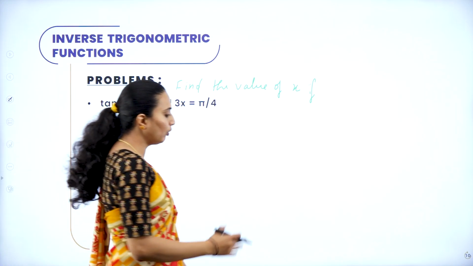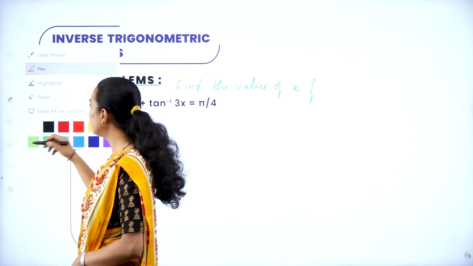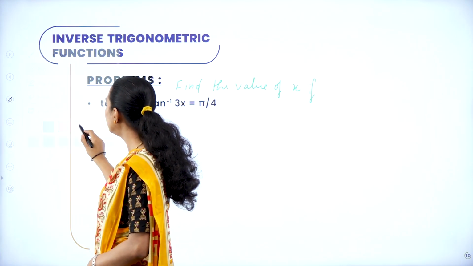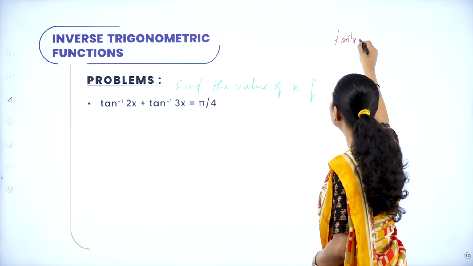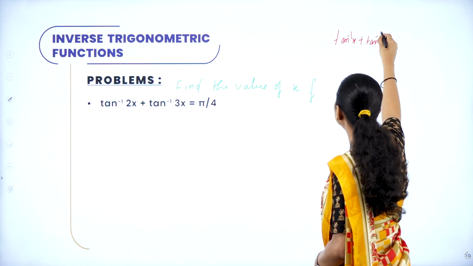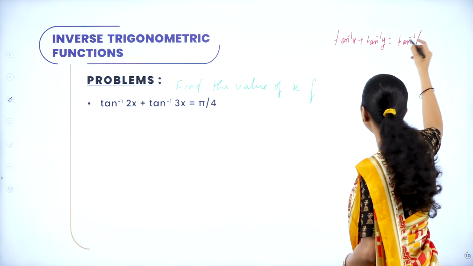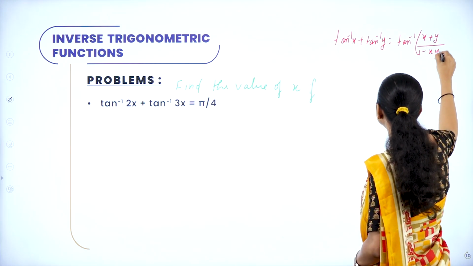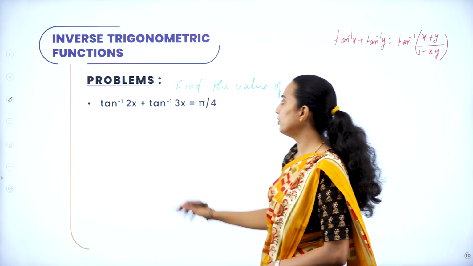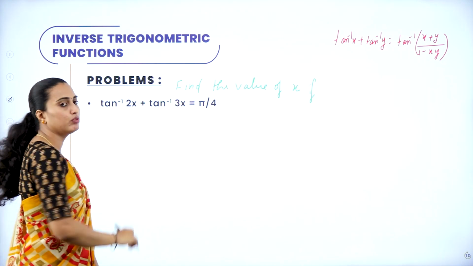Okay, so does it look like the same as tan inverse x plus tan inverse y? So I am going to take that formula. What is that? Tan inverse x plus tan inverse y is equal to tan inverse of x plus y divided by 1 minus x into y. Okay, so same I am going to use it as, in place of x you are having 2x, in place of y you are having 3x.